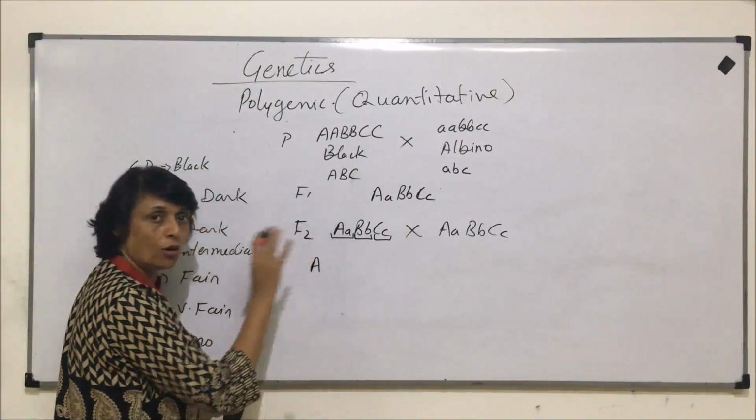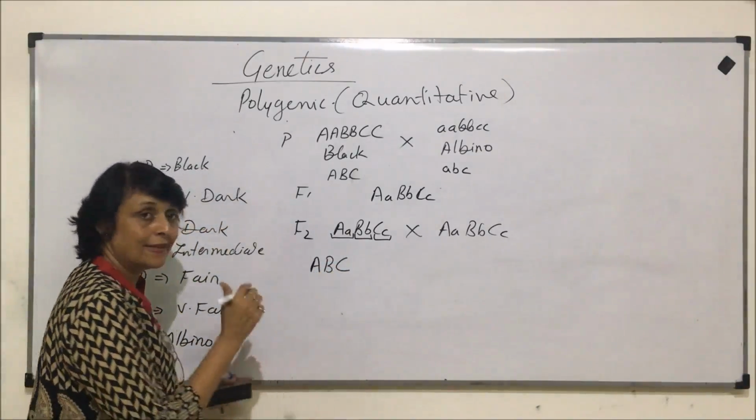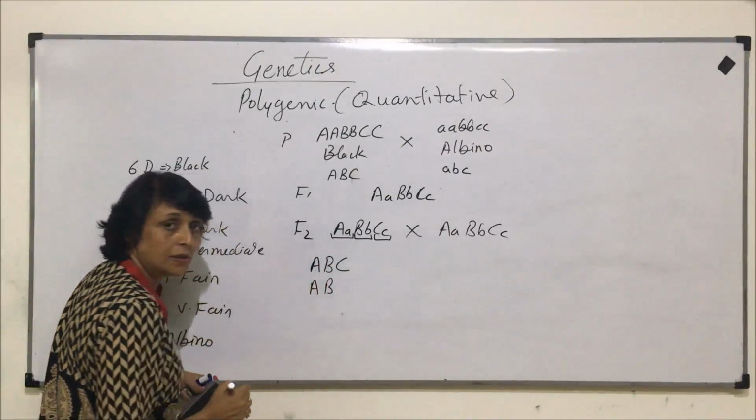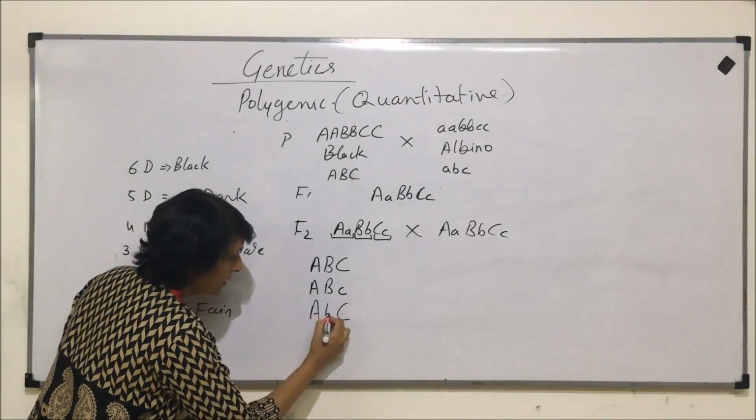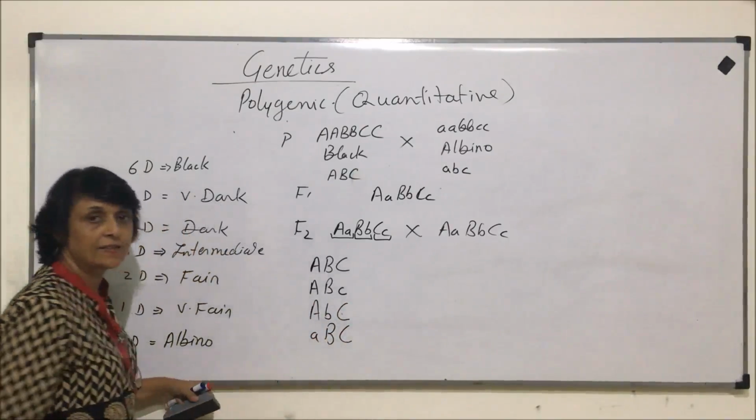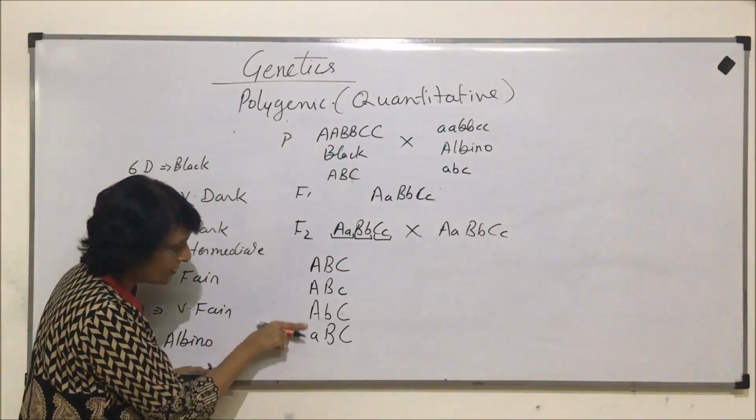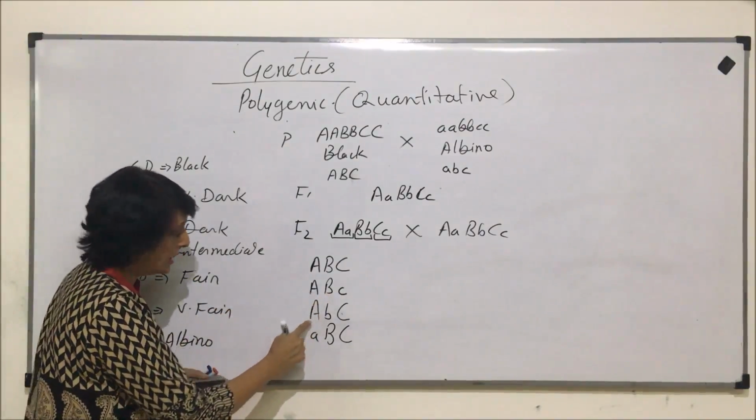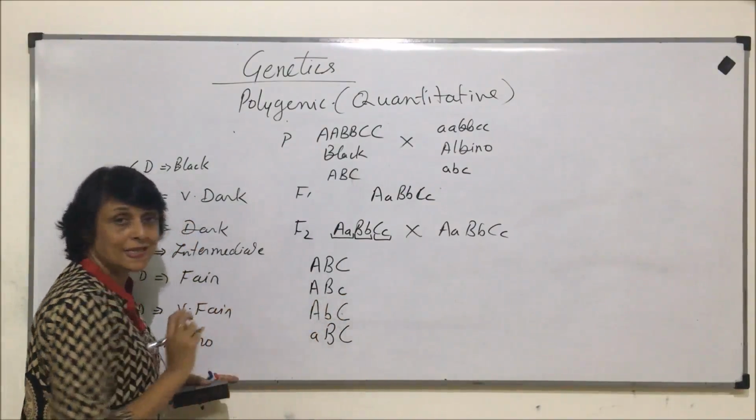So let us start with all dominant, capital A, B and C, all 3 dominant. Then let us come to 2 dominant. A, B dominant, C will be recessive. A, C dominant, B is recessive. B and C dominant, A is recessive. So in the first case, we took all 3 dominant. In next 3 cases, we took 2 dominant. AB dominant, AC dominant and BC dominant.